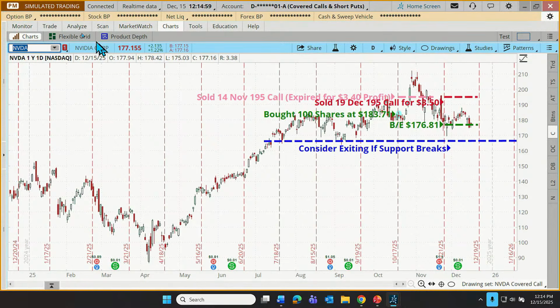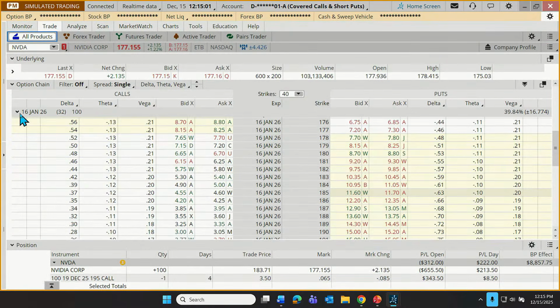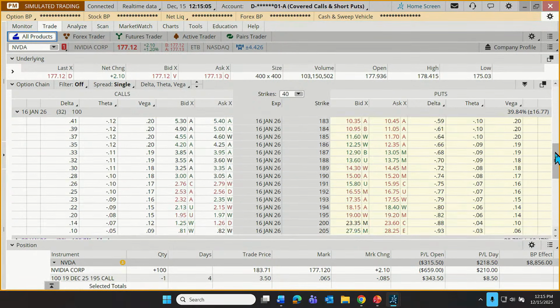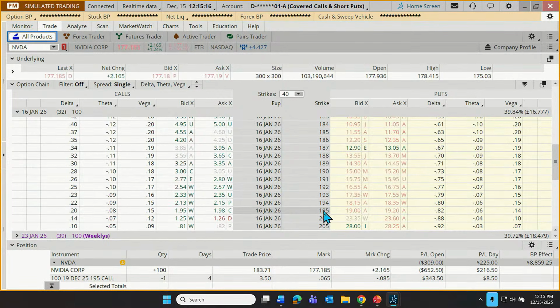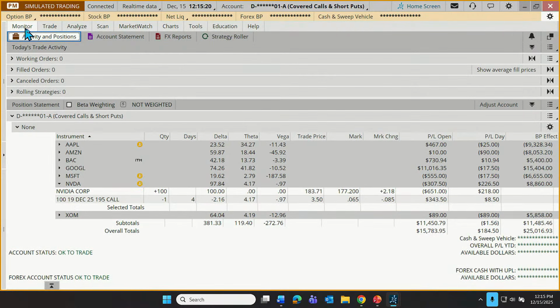I don't know how much those are worth. Let's go look at them. Look at the trade tab for Nvidia, 16th of January, 195 calls. All right, they're worth close to a couple of bucks. Anyone that has the minimum 1% return, that would meet that objective. Not everybody has that rule, but I'm going to go ahead and do that. Let's sell the 195.